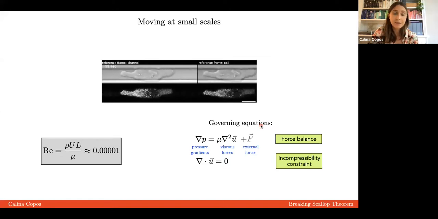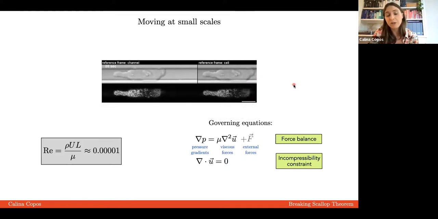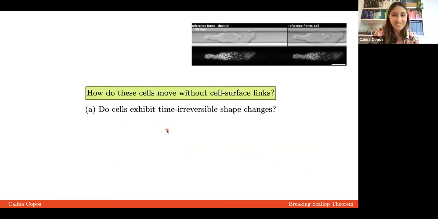And the system suffers from this Scallop theorem, if you will. If the motion is reciprocal or reversible, time reversible, then the system or the organism doesn't move forward. Clearly, this organism moves forward. So how does it do this? So the first question we asked is, okay, does it exhibit time irreversible shape changes?